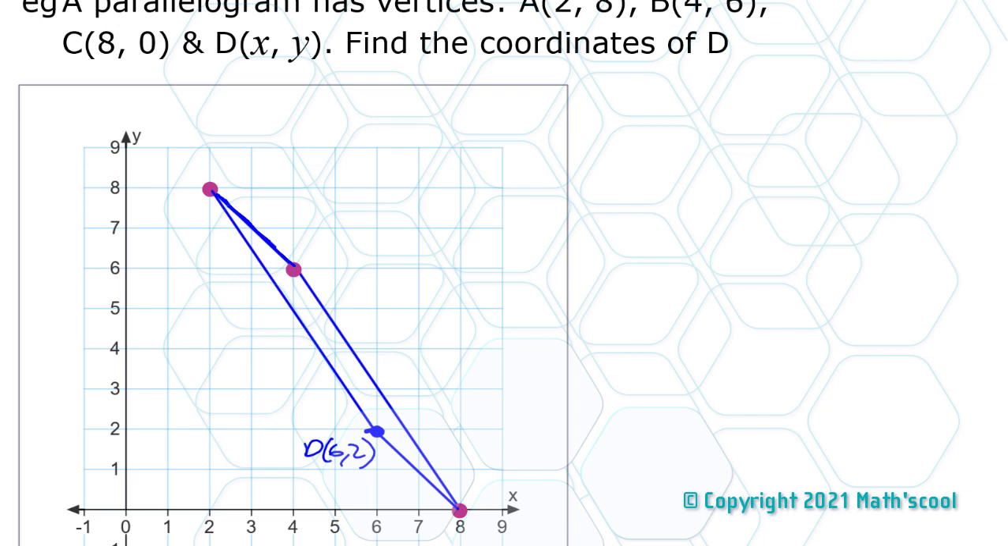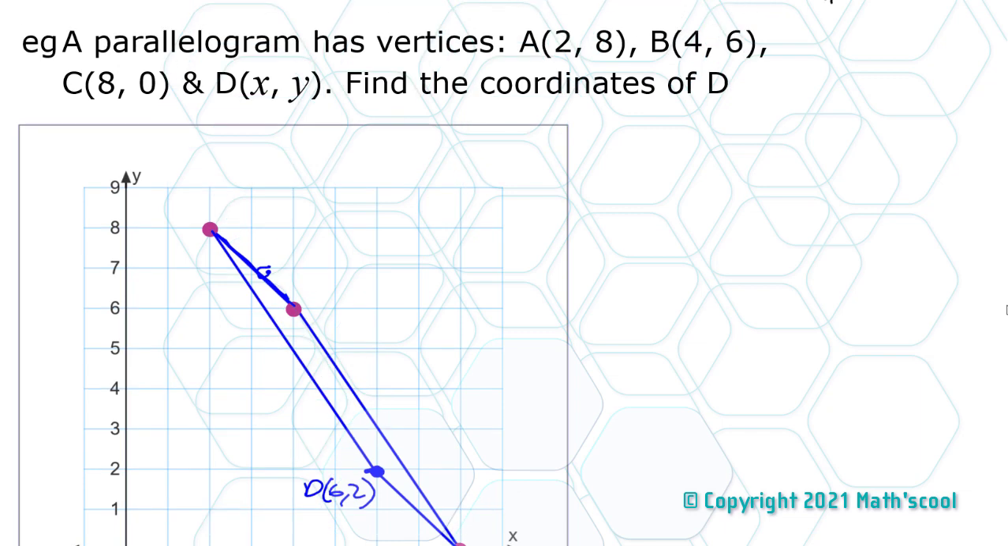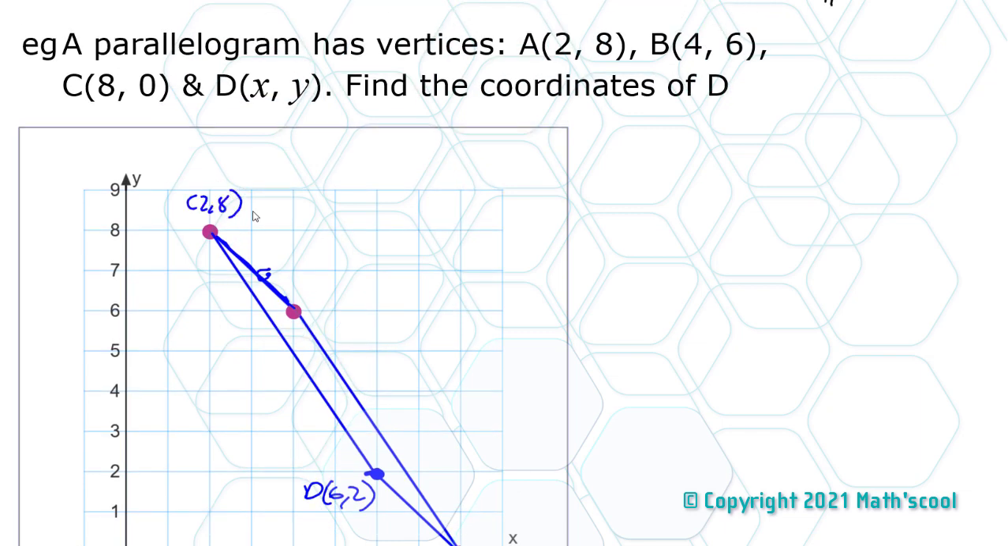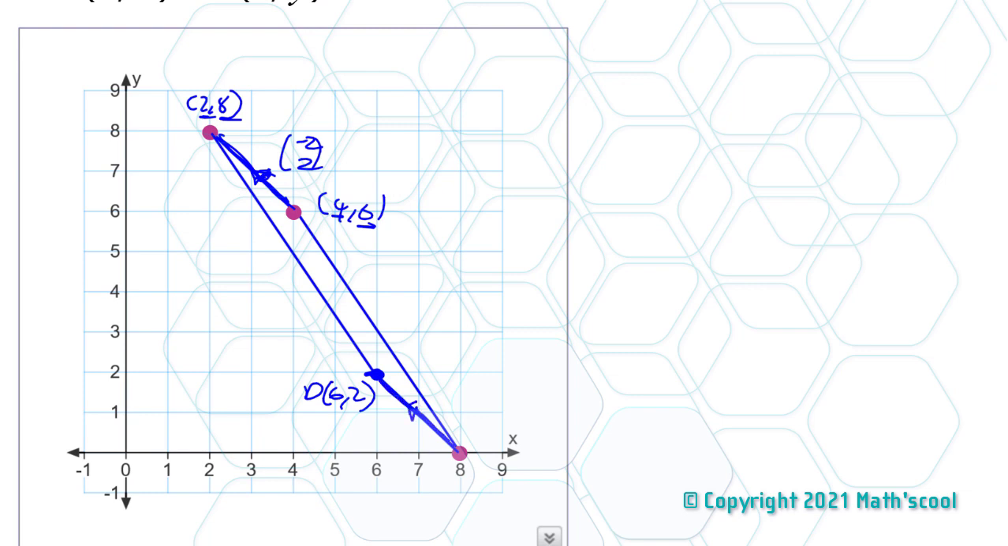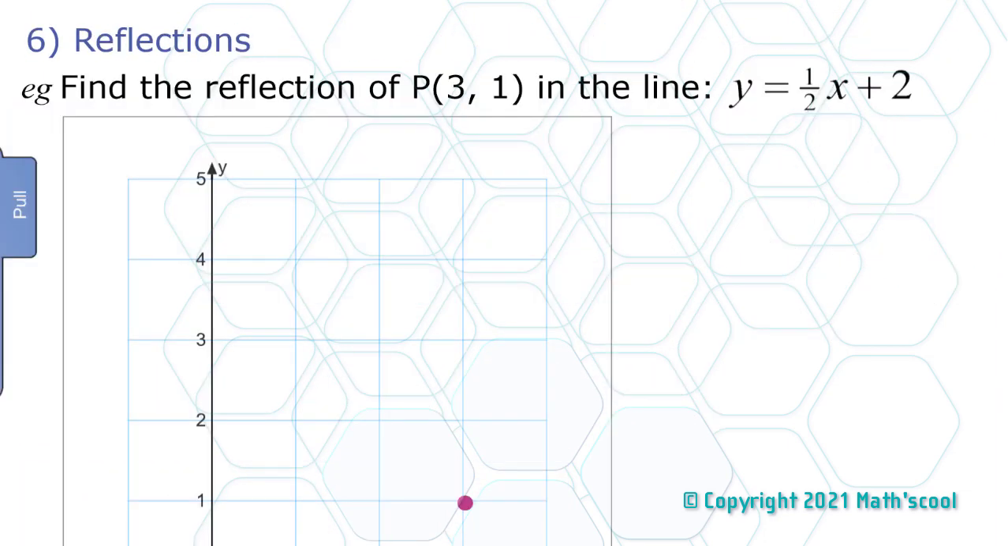I might work out that vector there, and I might say that this point here is 2, 8, and this point here is 4, 6. And so this vector from here to here, how many do you have to go along x? -2. How many do you have to go along y? 2. And so that's going to match this vector here. They're going to be the same vector. So that vector there is going to be -2 and 2. And I know that that's 8, 0. So starting from 8, 0 and minusing 2 will give me 6, and starting from 0 and adding 2 will give me 2. So I could read mine from my diagram, but even if I couldn't, it wouldn't be hard to work out.